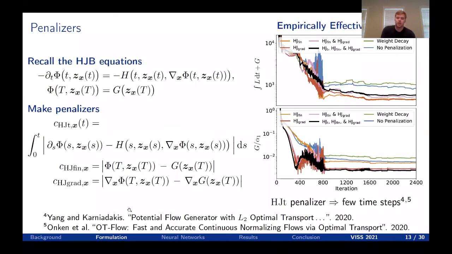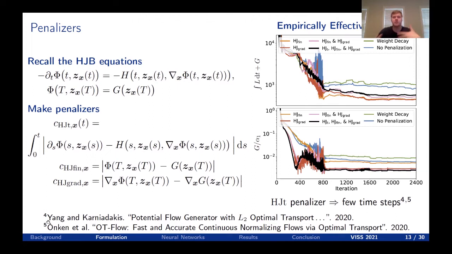And in doing so, we also want to incorporate more of the HJB that we understand. So at optimality, the phi that we're going to arrive at should hold true for this PDE. So we can take that and turn it into these penalizers. So this first equation becomes this HJT penalizer, which has been used in a couple other works. And this isn't even all the works where it's been used.